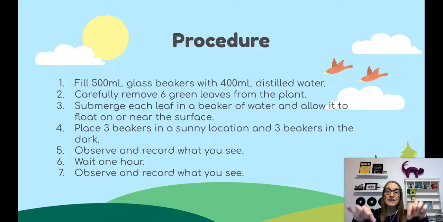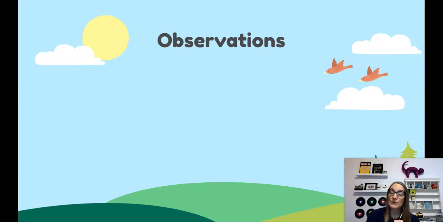Third, we're going to submerge each leaf in a beaker of water, and we're not going to shove it down in there. We're going to allow it to float on or near the surface of the water. We will place 3 of the beakers, so half of them, in a bright, sunny location, and 3 of the beakers in the dark. We're going to observe the leaves in the beakers and record what we see. We'll wait minimum an hour, and then we'll come back and observe and record what we see after that time has elapsed.